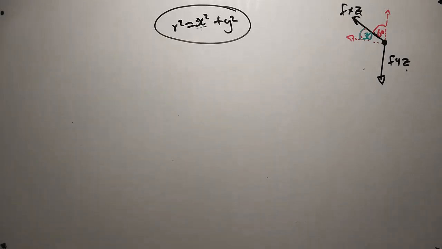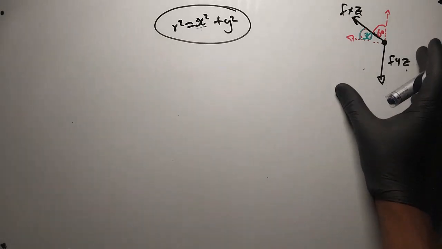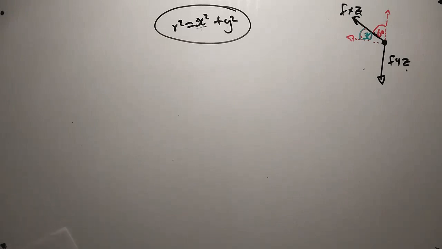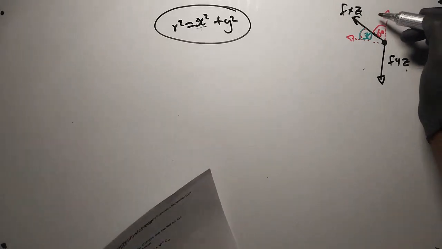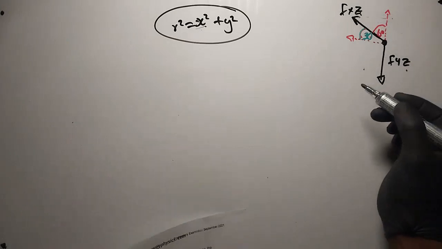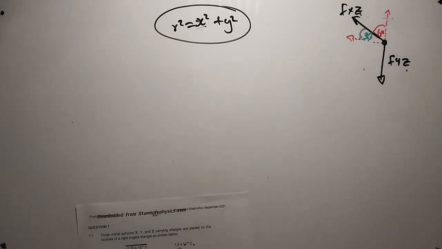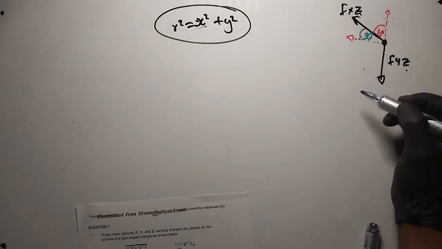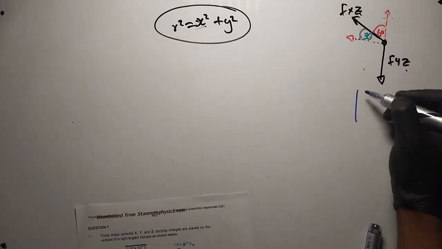Once you're done constructing this, it's up to you which diagram you want to work with. If you want to work with the angle 60, you'll be working with this diagram. But I will choose this diagram over here. Let me show you which one I'm going to use. I'm going to use this diagram over here, the angle of theta. So if I draw it, it will be something like this.